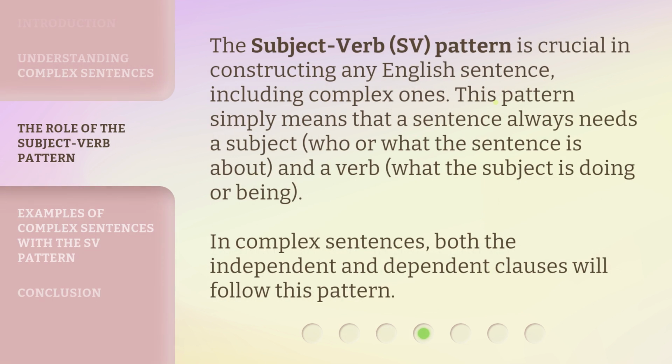The subject-verb (SV) pattern is crucial in constructing any English sentence, including complex ones. This pattern simply means that a sentence always needs a subject, who or what the sentence is about, and a verb, what the subject is doing or being. In complex sentences, both the independent and dependent clauses will follow this pattern.